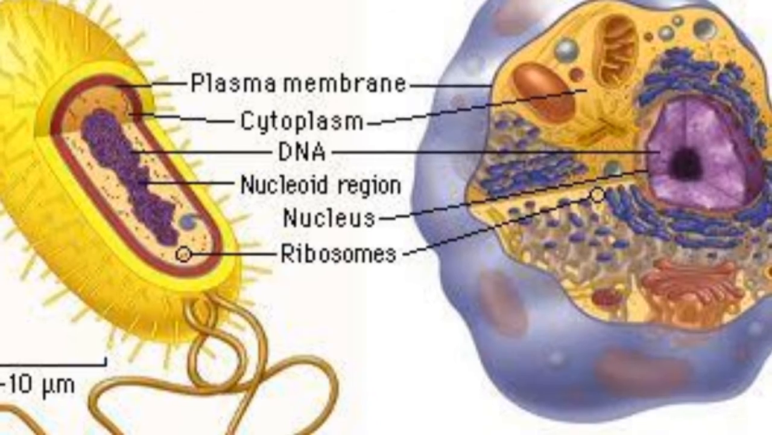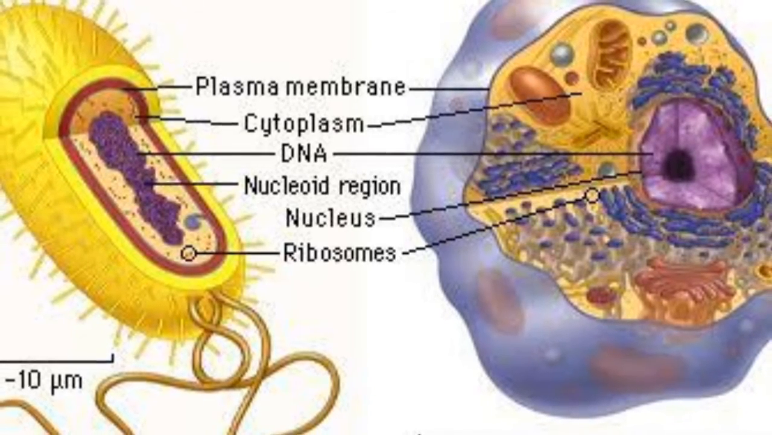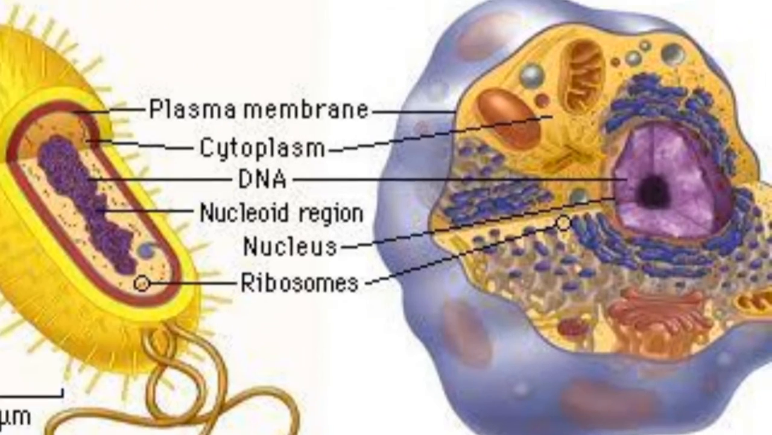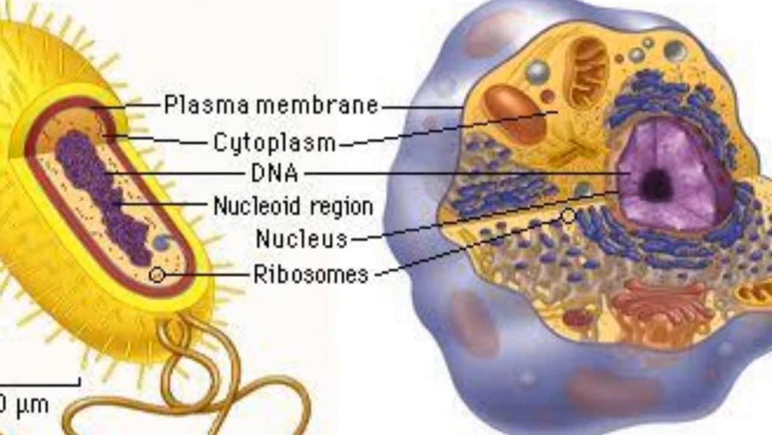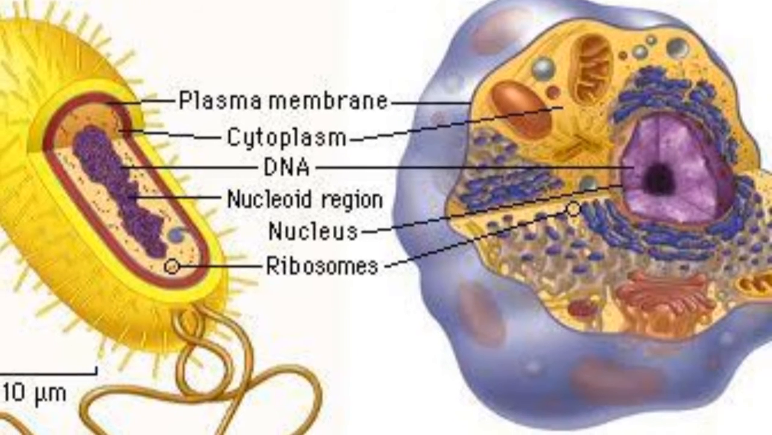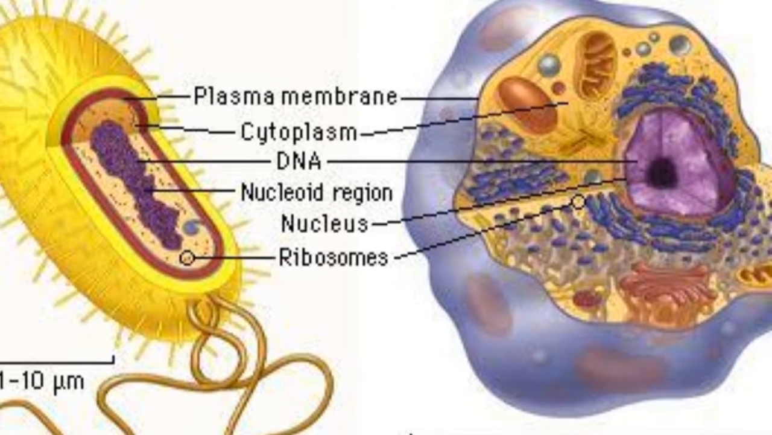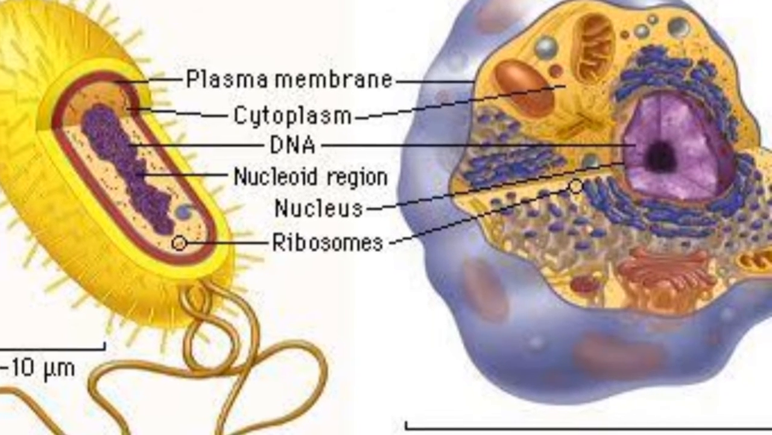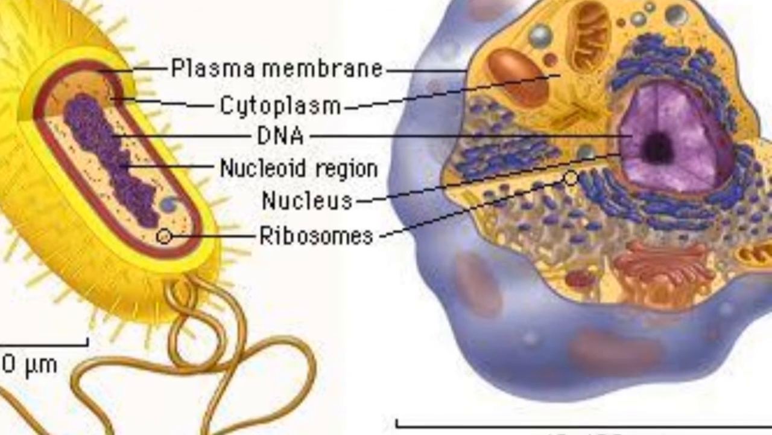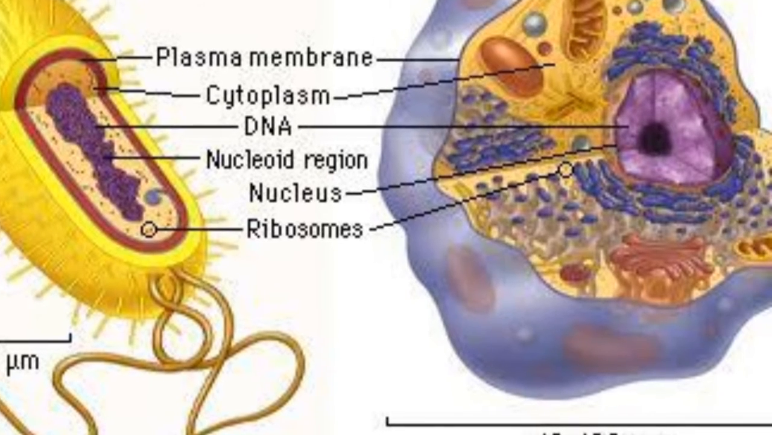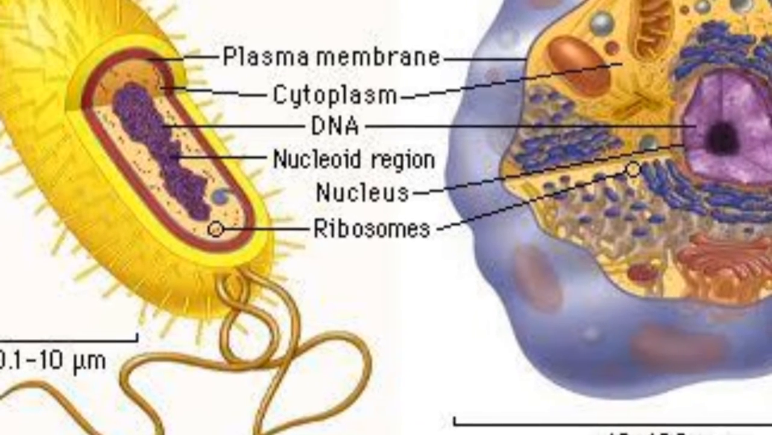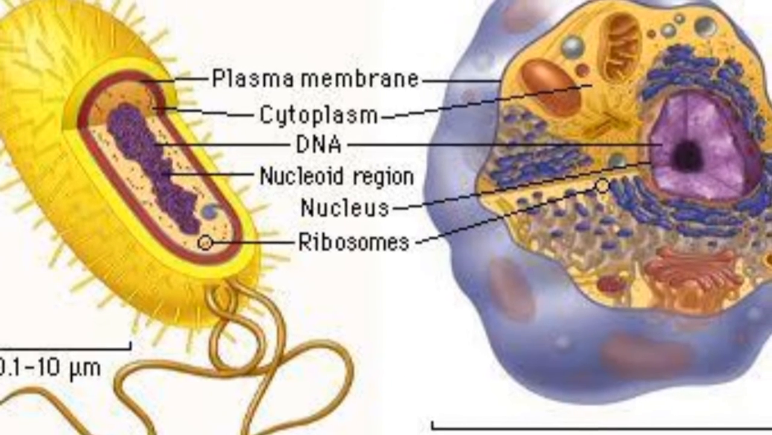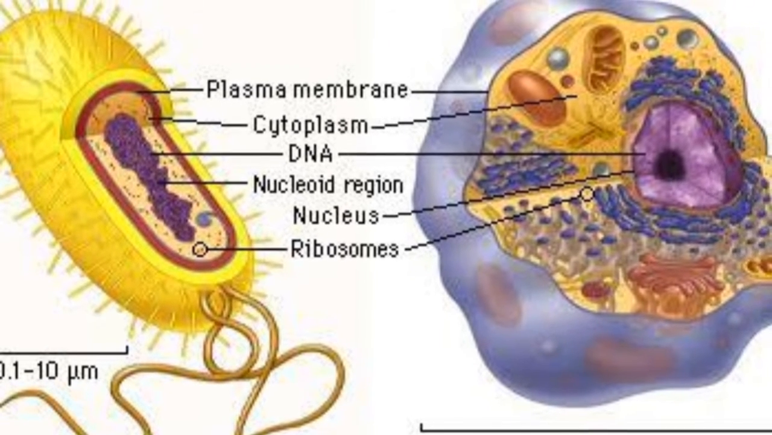Like a prokaryotic cell, a eukaryotic cell has a plasma membrane, cytoplasm, and ribosomes. But a eukaryotic cell is typically larger than a prokaryotic cell and has a true nucleus, and has other membrane-bound organelles that allow for compartmentalization of functions. Animal cells, plant cells, fungi, and protists are eukaryotes, which means true nucleus.